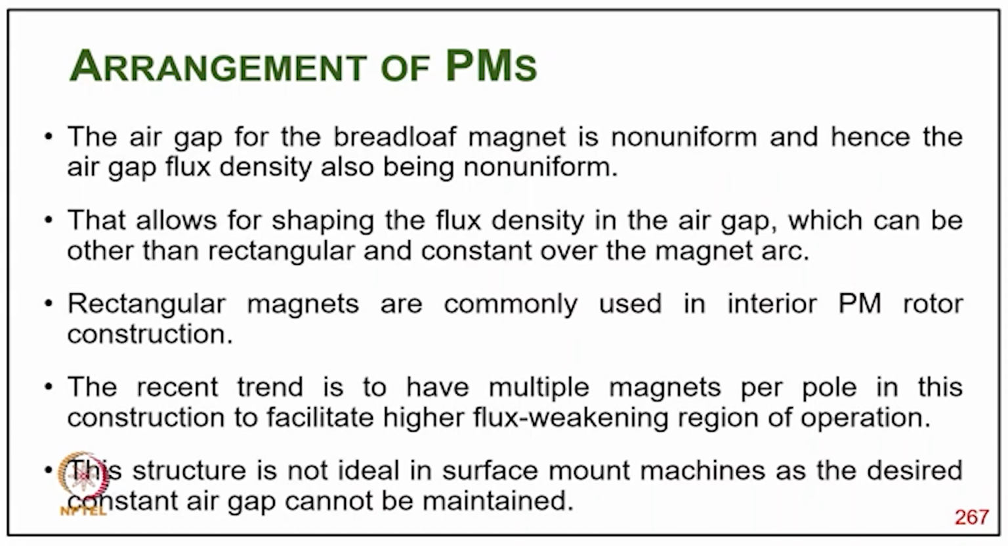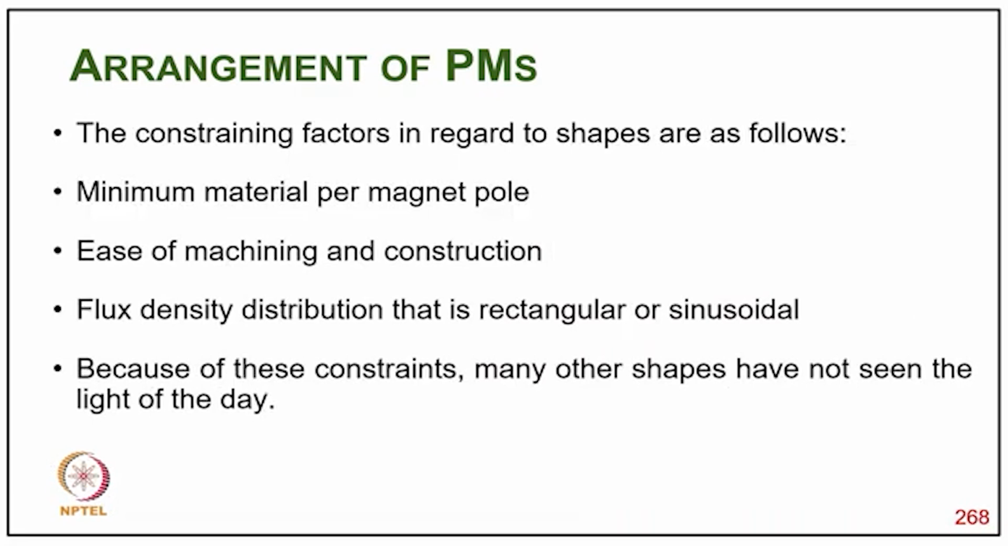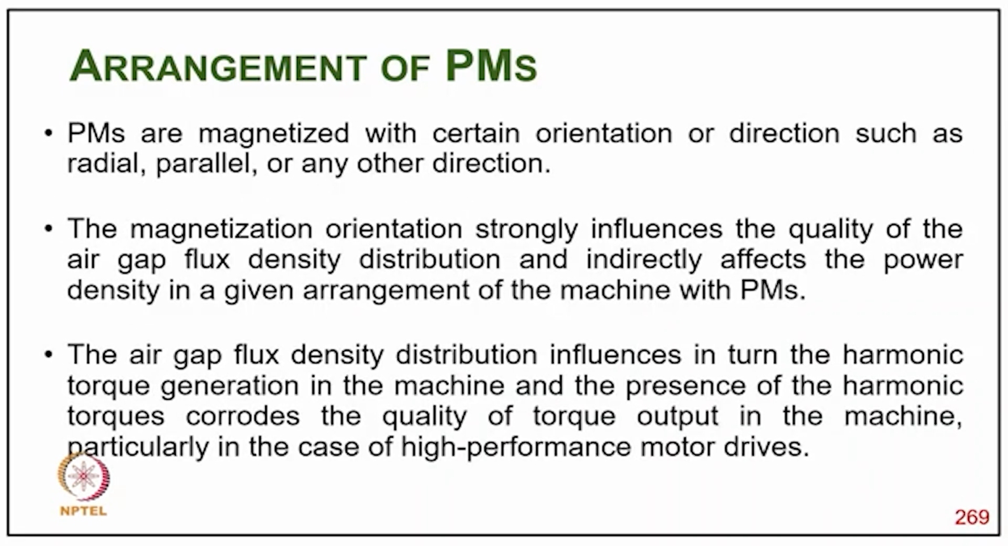So, the recent trend is to have multiple magnets per pole in the construction to facilitate a higher field weakening region of operation, and this structure is not ideal for a surface mount machine, as the desired constant air gap cannot be maintained. So the constraining factors in this regard for shapes are as follows: the minimum material per magnet pole, ease of machining and construction, and flux density distribution, that is rectangular or sinusoidal. Because of these constraints, many shapes have not seen the light of day.